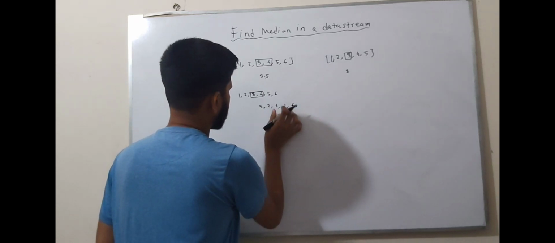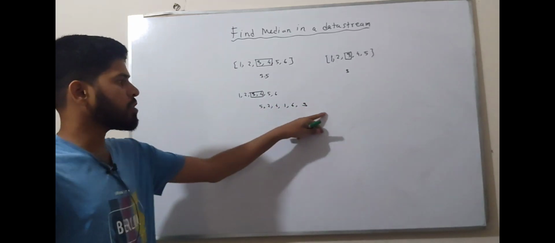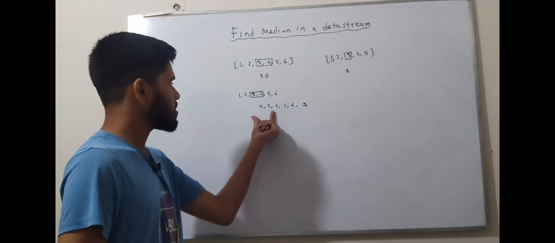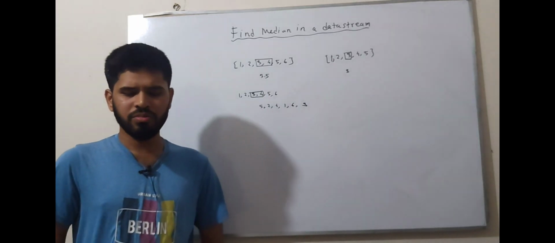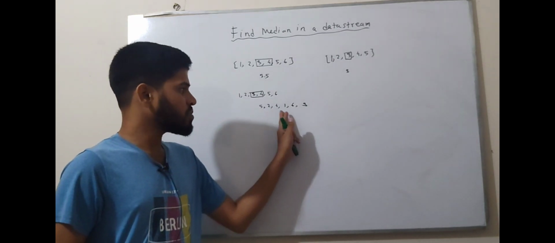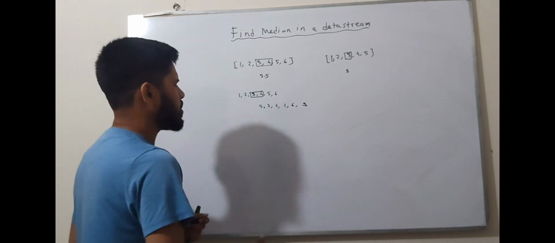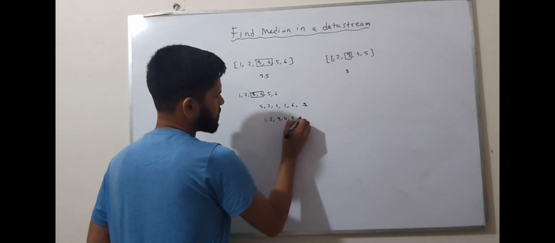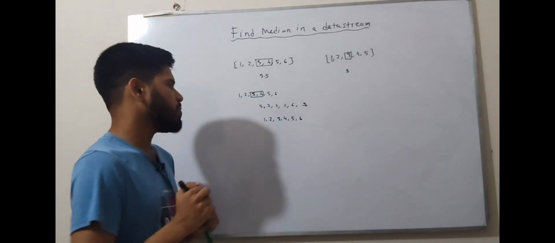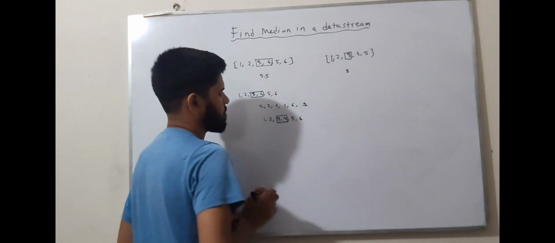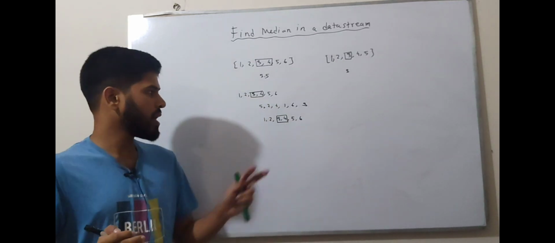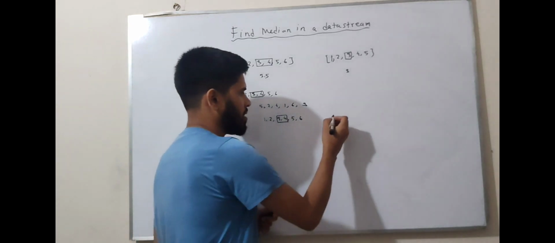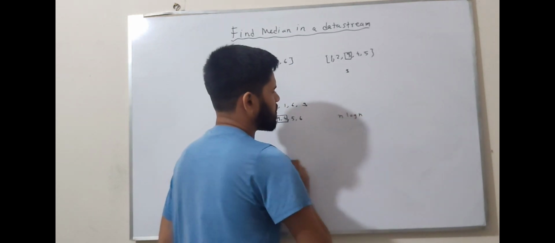5, 2, 4, 1, 6, then 3, how do you find out the median? Can you tell me how you can find out the median of this stream? You might say, okay, I can just sort it in ascending order. Let's do it. If we sort it, we get 1, 2, 3, 4, 5, 6. Now we can just get the average of the middle two. That's correct, but the time complexity for this approach is n log n.